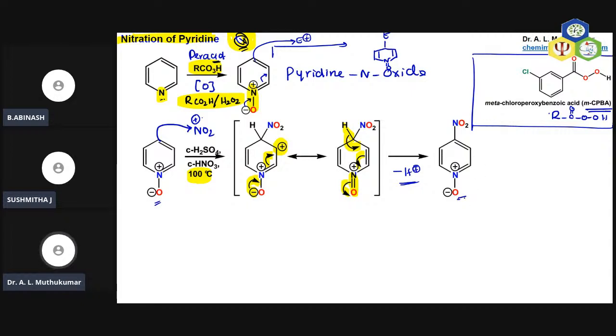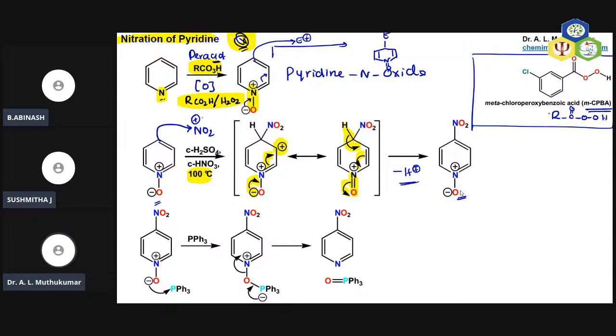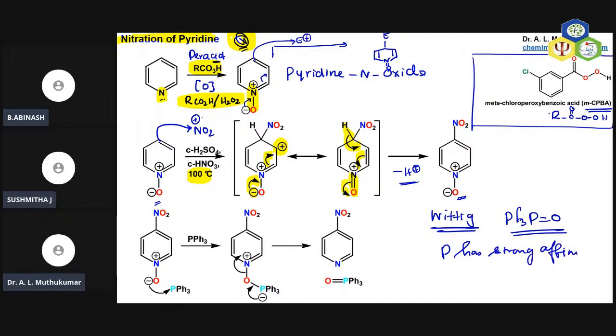Now my aim is to remove this oxygen atom. My aim is to convert pyridine into 4-nitropyridine only. So I need to remove this oxygen atom. What is the method I have to use? We know that in the Wittig reaction, the byproduct will be triphenyl phosphine oxide. That means phosphorus has a strong affinity towards the oxygen atom. Okay, that is what is taking place.